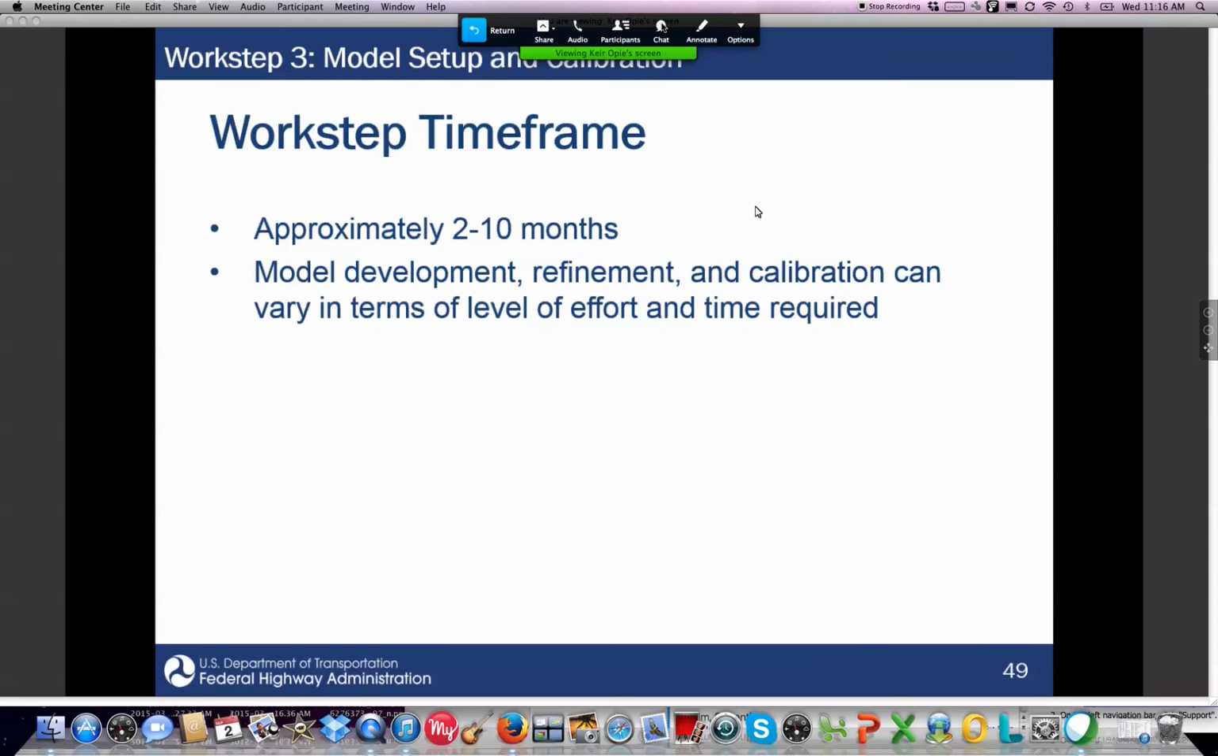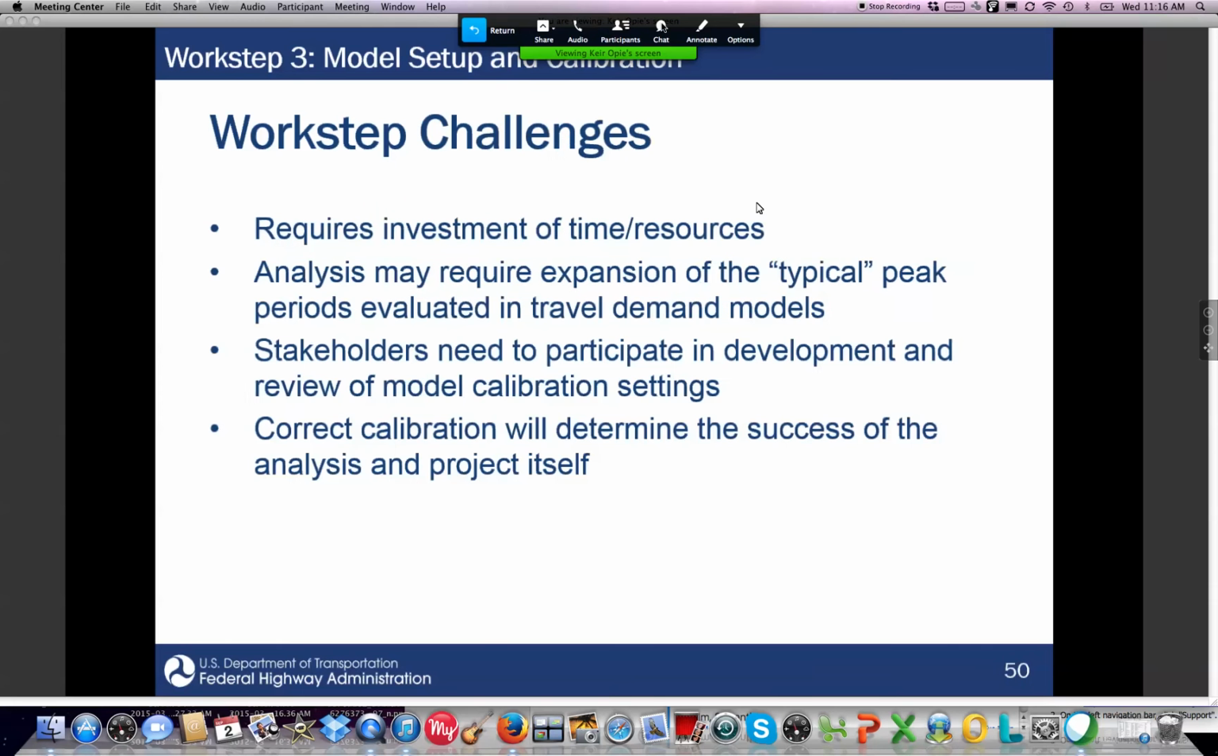The time frame is very variable, depending on the complexity and size of the model. This often can be one of the more risky steps within developing an AMS framework, is to actually get the model up and running and calibrated. It requires a lot of time and investment. It often requires special technical skills in terms of model development and calibration, and integrating travel demand options as well. It's not trivial to do this, but it's important to make sure that it gets done properly.